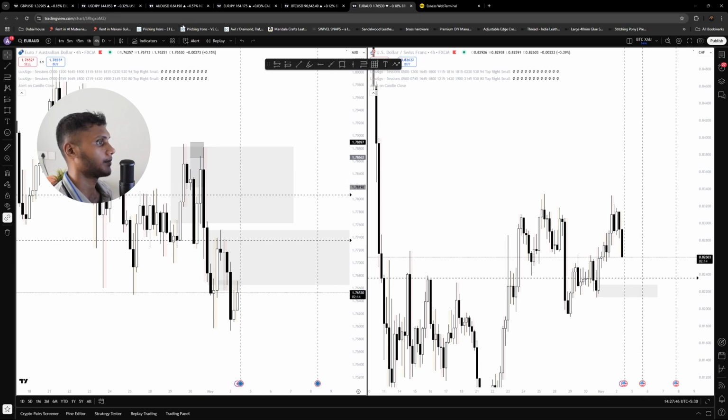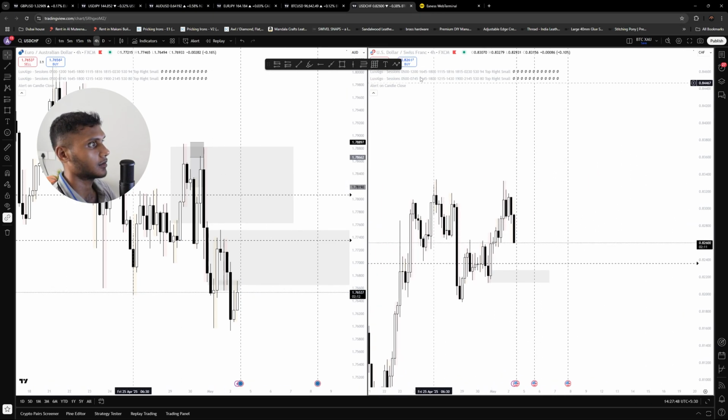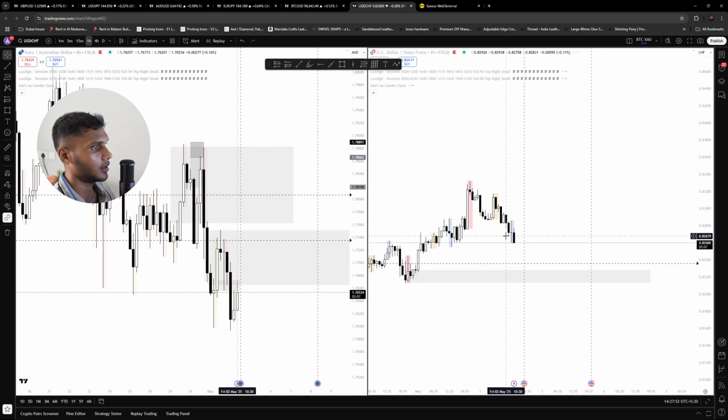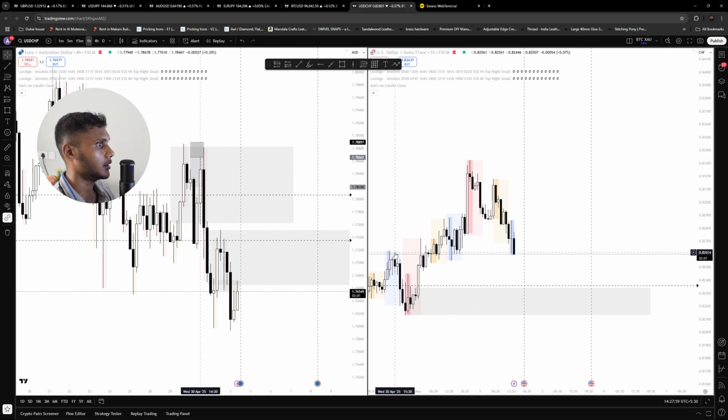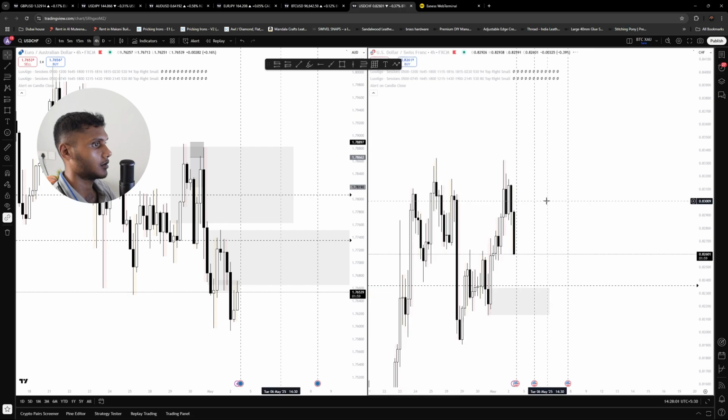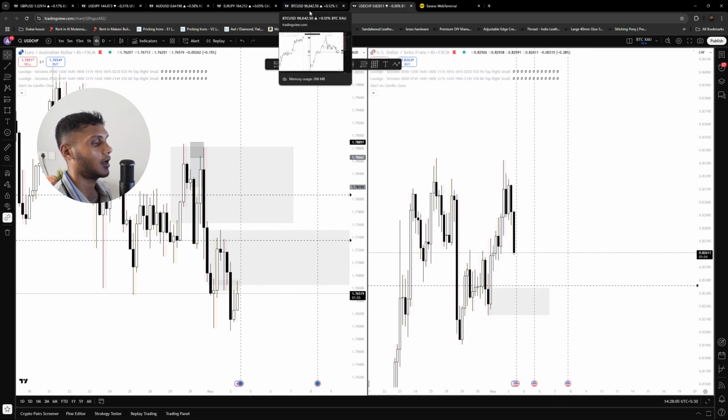So let's see. And USD Swiss franc is giving us a nice opportunity. As you can see, in the 1 hour we have this order block zone. So let's see what happens here. And let's go to the trade plan.